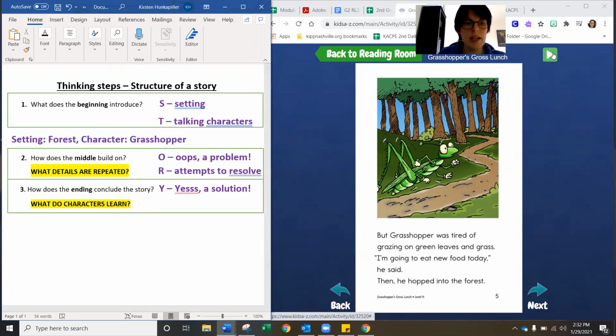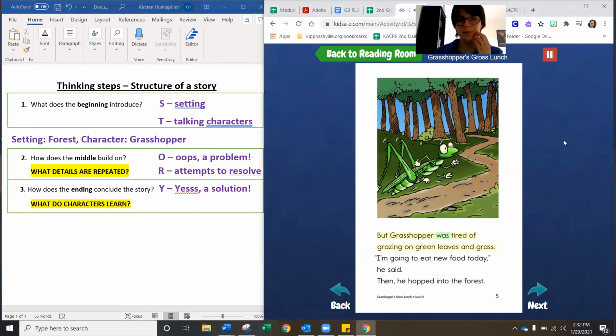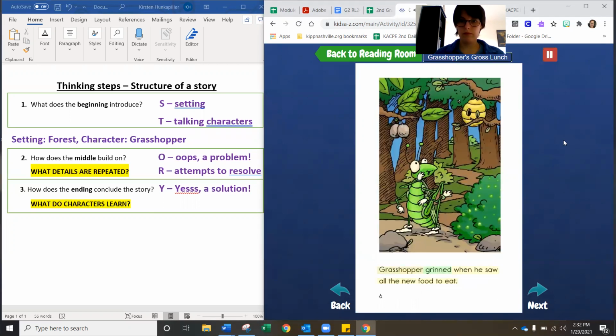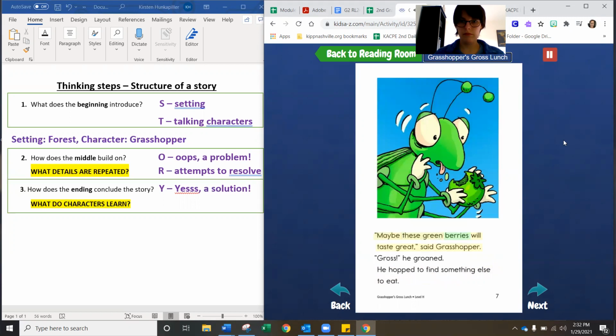See what the middle does and how the middle builds on. But Grasshopper was tired of grazing on green leaves and grass. "I'm going to eat new food today," he said. Then he hopped into the forest. Grasshopper grinned when he saw all the new food to eat. "Maybe these green berries will taste great," said Grasshopper. "Gross," he groaned. He hopped to find something else to eat.